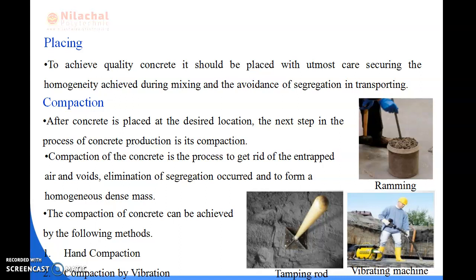In the hand compaction method, the compaction or consolidation of the concrete is mainly carried out by hand methods, which include ramming and tamping. Here you can see hand compaction, that is, ramming being done, and tamping being done. These are the two hand compaction methods. Compaction by vibration we'll be discussing in the next slides. Thank you.